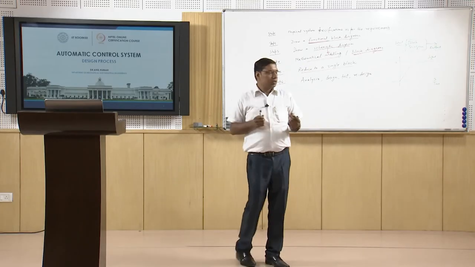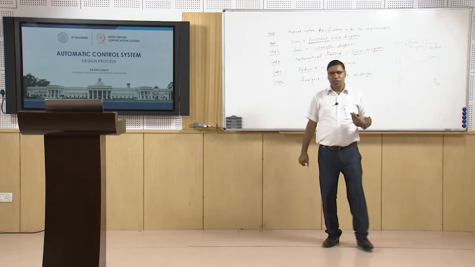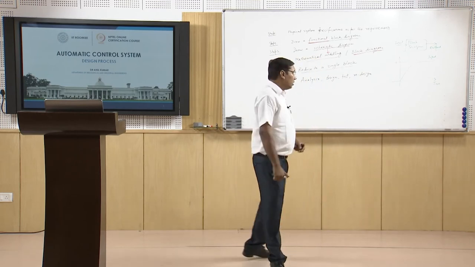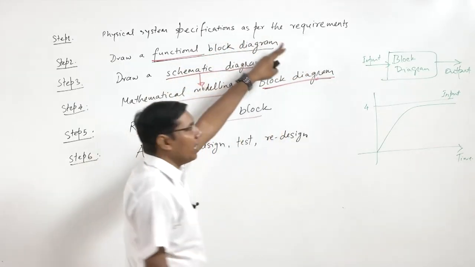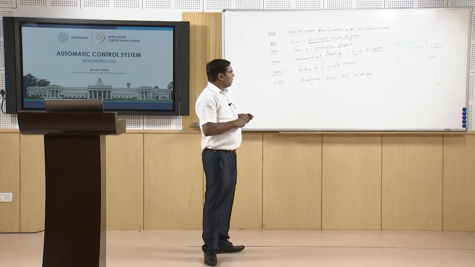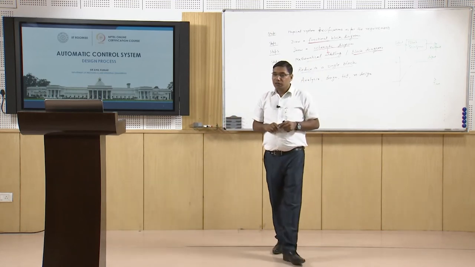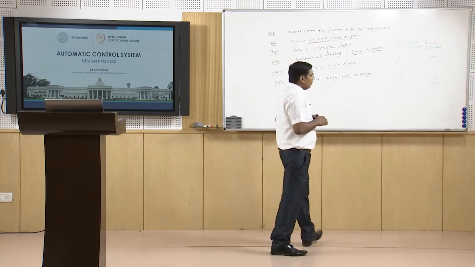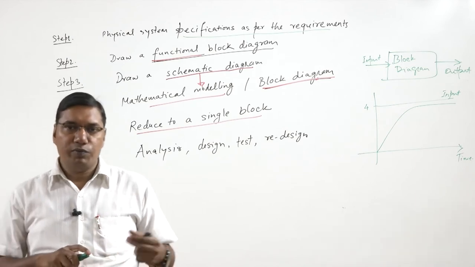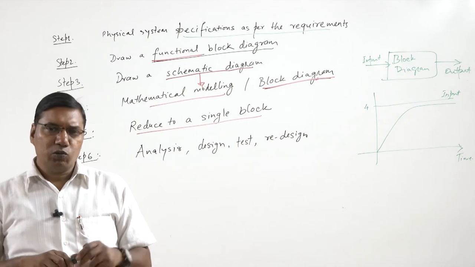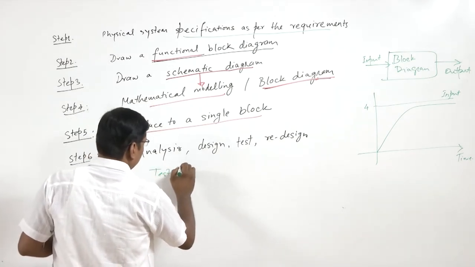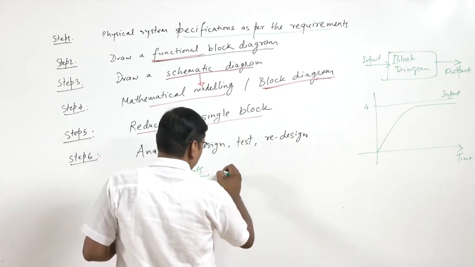We give input and we get the response. From this response, we will see whether we are going to get the desired response and the desired specifications that we required. Are we going to get these specifications or not? Now here, in the design process, we should understand that we don't know exactly what input we will get in practical applications. So there are certain test inputs that we must use. So that could be an impulse input.